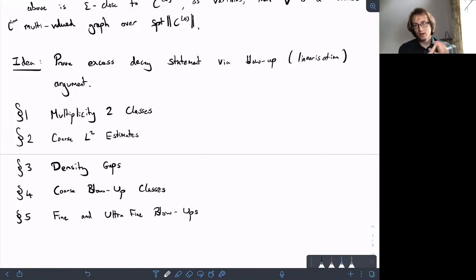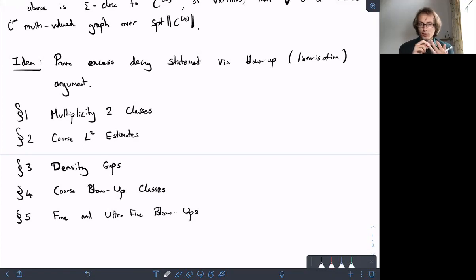Then we're going to talk about density gaps. If you're familiar with Leon's cylindrical tangent cones paper, the main result there is a dichotomy: either we get excess decay, or there's a density gap. And so in this case, we need to deal with that second possibility of density gaps. We can actually show in this setting that density gaps do not occur, which ultimately is incredibly useful and is what makes this all tick.